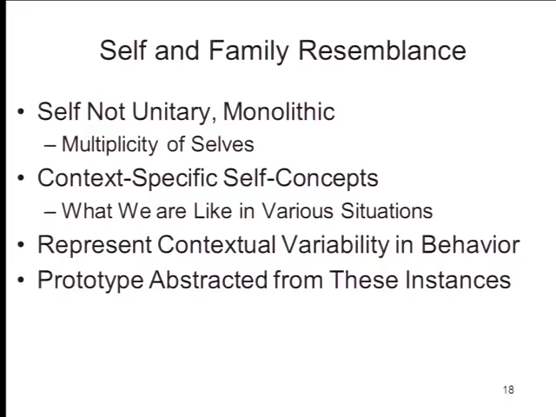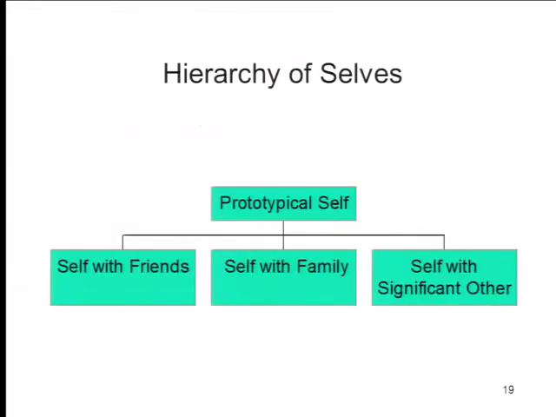And so if you want to think about the self as a prototype, you can think about the prototype as abstracted from all of these instances. To put it simply, you've got a prototypical self which somehow abstracts across these more context-specific selves, like self with friends or self with family or self with significant others.